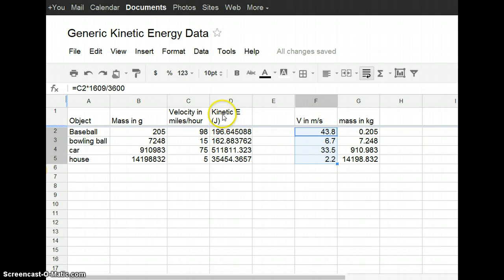Could I have done this in just one fell swoop and gone straight from mass in grams and velocity in miles per hour to kinetic energy? Yes, but it would have involved a lot more math and a lot more thinking beforehand. You know how we did one unit conversion from mass in grams to mass in kilograms, and then another conversion from velocity in miles per hour to meters per second, and then we calculated kinetic energy from those converted numbers. We don't have to do that.